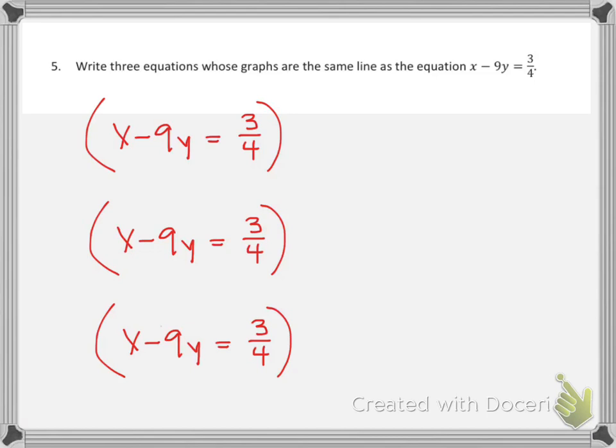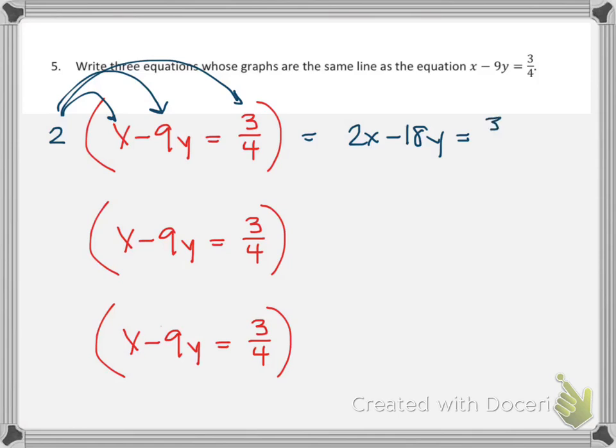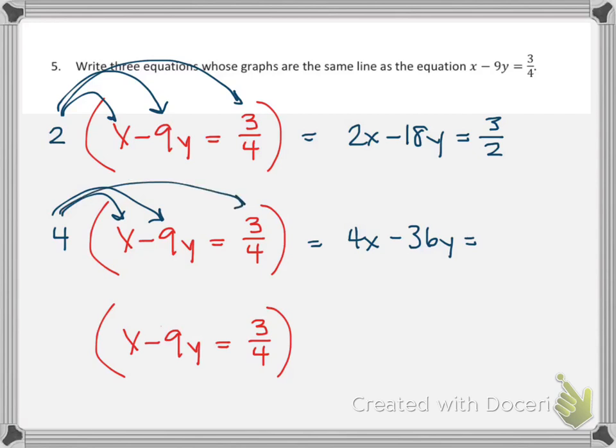All right, so I'm going to just multiply by 2. Okay, 2 times x, that gives me 2x. And then 2 times a negative 9, that's a negative 18y. And that's equal to 2 times 3/4. Well, that's 6/4 or 3/2 if I simplify. So that's an equivalent equation. I could multiply by, I don't know, let's multiply by 4 so we don't have a fraction at the end. 4 times x, that's 4x. 4 times a negative 9 is a negative 36y, and that's equal to 4 times 3 is 12. 12 divided by 4 is 3, so that's 4x minus 36y equals 3.